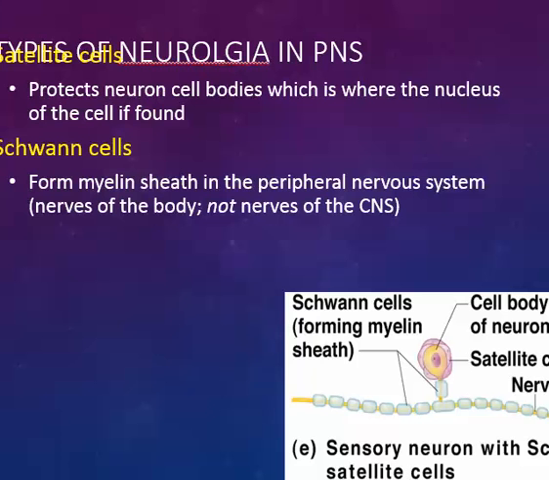Then we have the satellite cells, which protect the neuron cell bodies, which is where the nucleus of the cell is found. So the neuroglia in the PNS for protection is the satellite cells. But what are the neuroglia in the CNS for protection? They are the microglia. So there we have it.